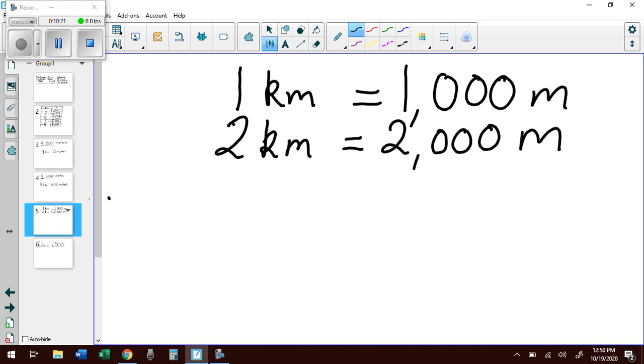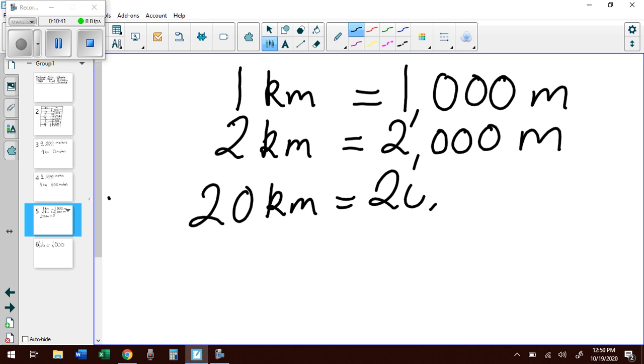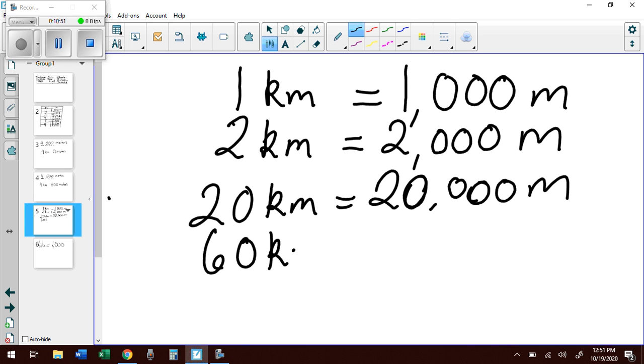But now we get into that crazy part where I'm going to ask you a question that sounds really, really tough. But remember that pattern. 1 kilometer is 1,000 meters. 2 kilometers is 2,000 meters. 20 kilometers is 20,000 meters. 60 kilometers equals 60,000 meters.